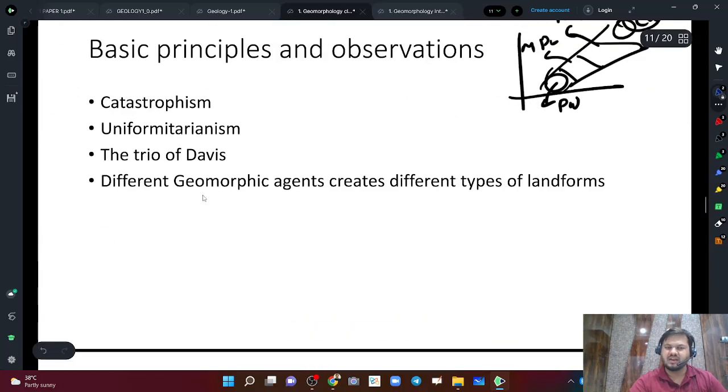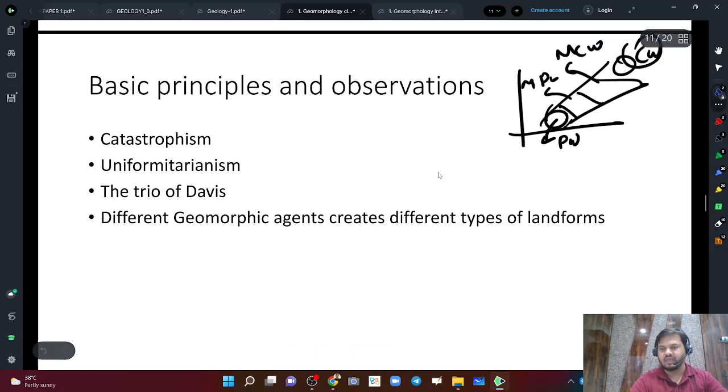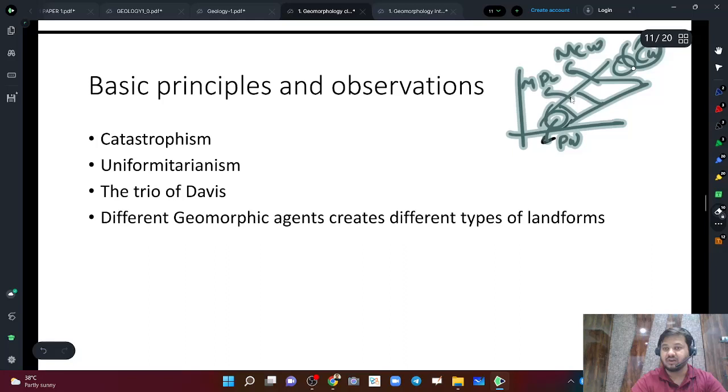So I think this is basic. We'll study weathering in detail in one of the lectures because it is directly part of our syllabus. Now I'll just take a few more minutes and we'll cover something very interesting, very important, right?